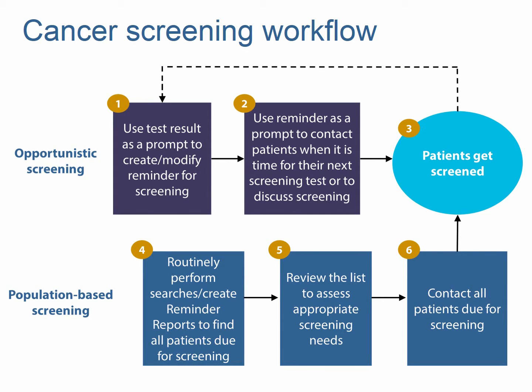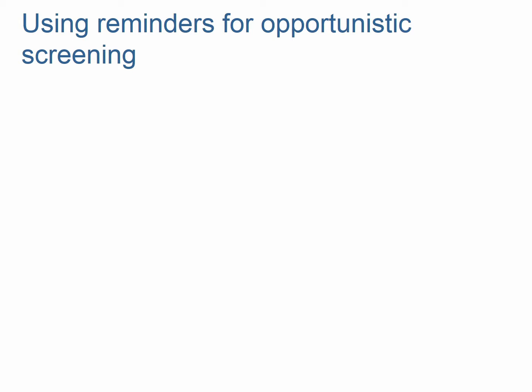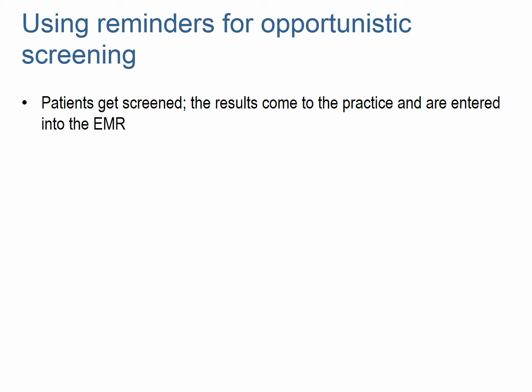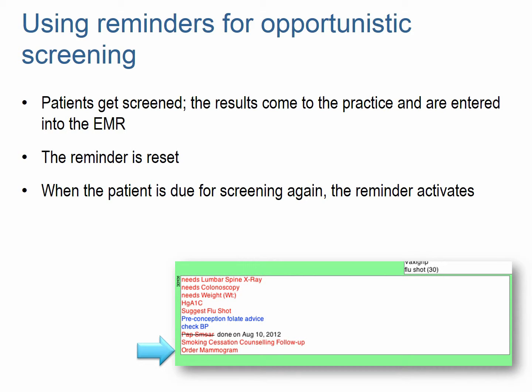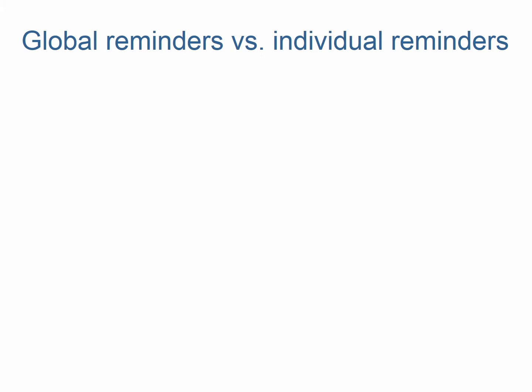If you recall from training module 2, we talked about how searches are a tool for population-based screening in a typical cancer screening workflow. By contrast, reminders help us facilitate opportunistic screening. Let me explain. In this piece of the workflow, you start with patients getting screened. The results of the screening tests come into the practice and are entered into the EMR. This automatically resets the reminder, which will activate once again when it's time for the patients to be screened. Clinicians will see the reminder when they are with a patient and will use the reminder as a prompt to encourage screening. So there are two types of reminders that you need to know about: global reminders and individual reminders.